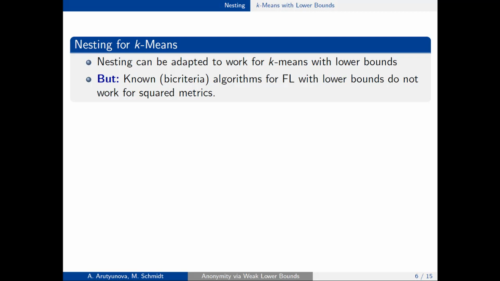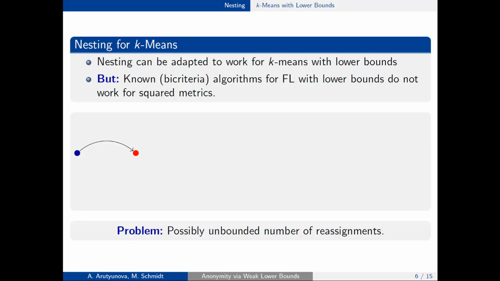As I mentioned before, the algorithms for facility location do not work for squared metrics, and this is even the case for bicriteria algorithms. The algorithms for facility location with lower bounds typically start with a solution which may not have lower bounds satisfied at all centers, and it then closes centers where the lower bound is not satisfied and reassigns the points from it to other centers until we have a valid solution. So it may occur that, for example, this blue point here is assigned to the red center, and the red center does not have enough points assigned to it.